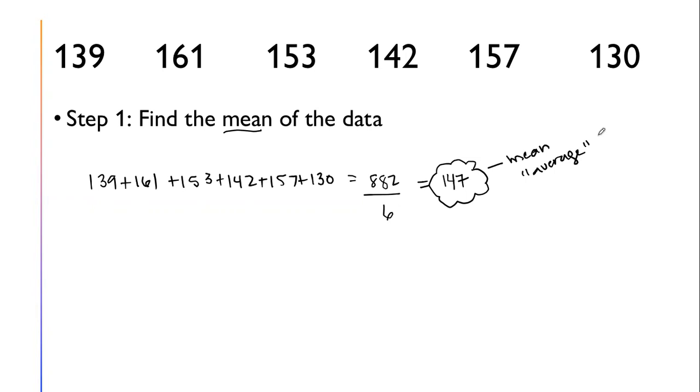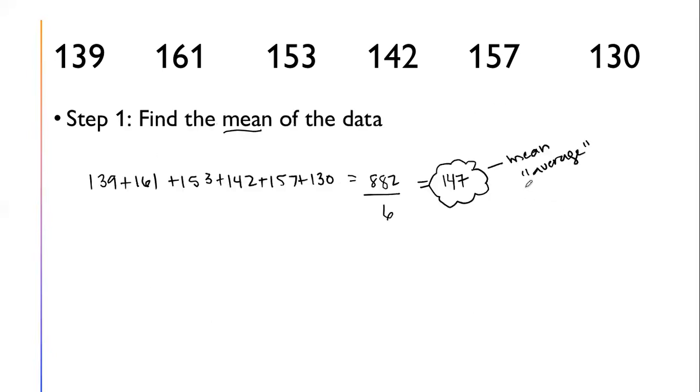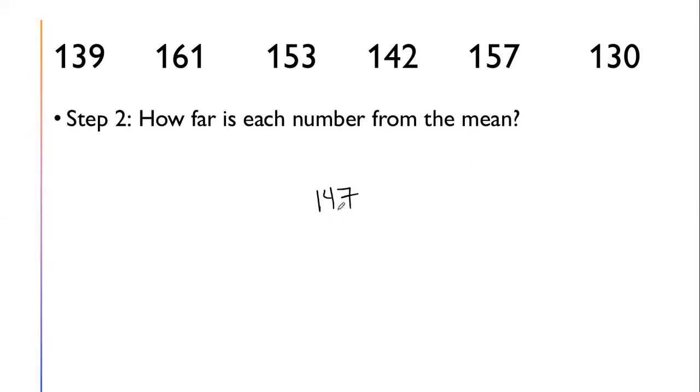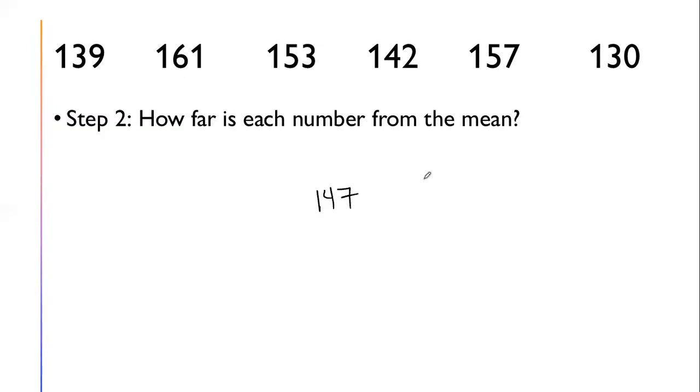But based on our definition, we're trying to see how far on average each number is from the mean. So step 2 is figure out how far each number is from the mean. If my mean is 147, how would I figure out how far each number is from this number? Subtract, right? And remember, back to our definition, absolute. This is when we're taking the absolute value. We just want to see how far the number is away. So we don't want positives, we don't want negatives, okay?